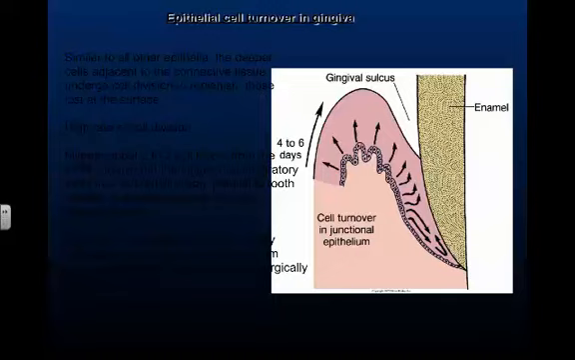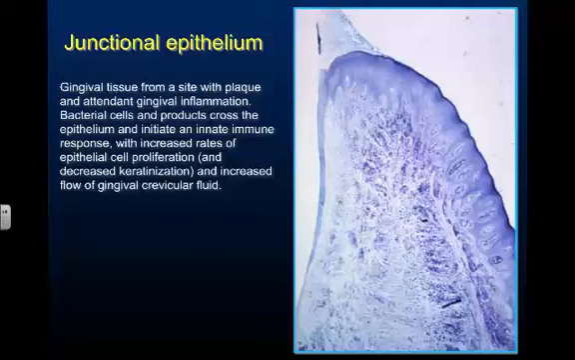And we have a rather interesting cell turnover, and you can see what happens here. In junctional epithelium, the cell turnover is 5 to 6 days. What does that indicate? That indicates, very simply, that this tissue is under constant stress. Bacterial cells cross the epithelium and start your immune process. You decrease keratinization, and you have leakage of exudate into the space, into the clavicular space.